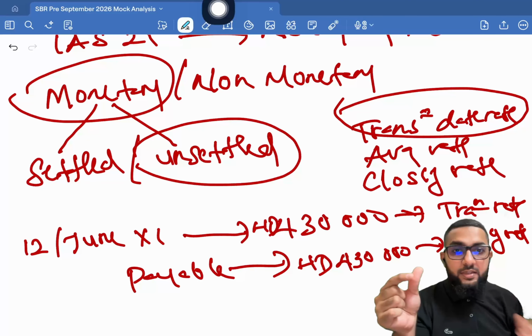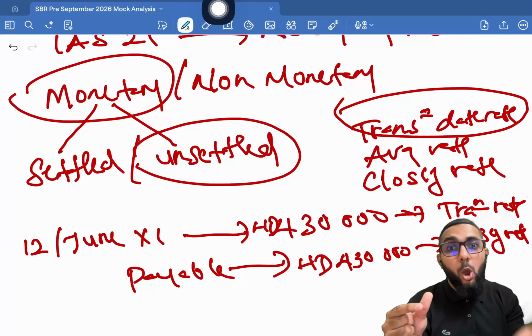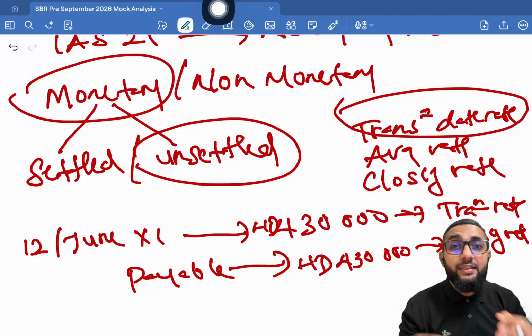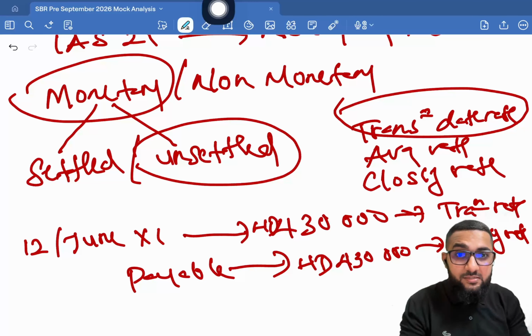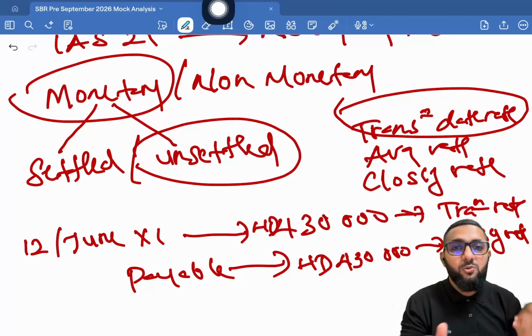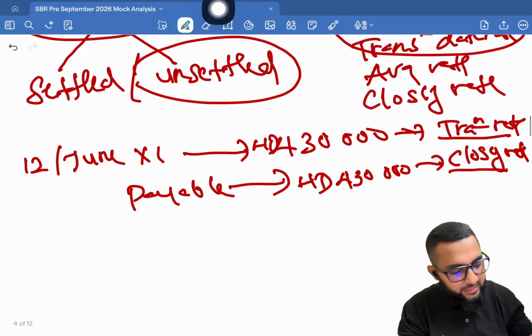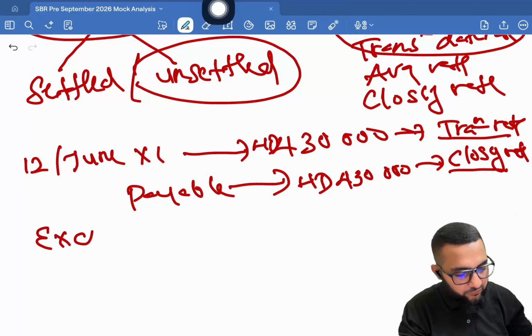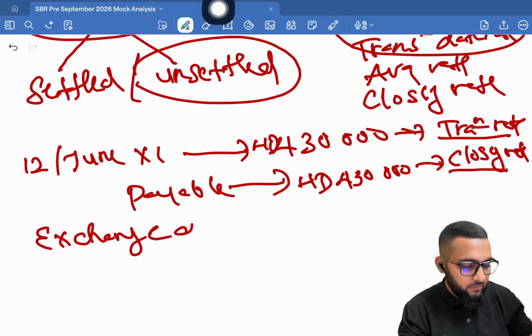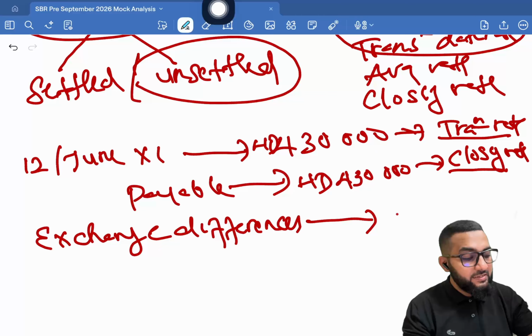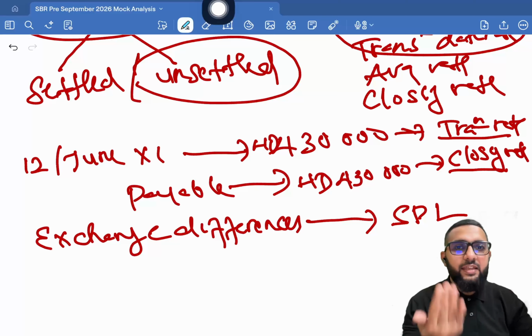So first you recognize it at the spot rate on the transaction date. Second, you are going to retranslate the unsettled monetary liability, which is the payable, at the closing rate. And because there is a difference between the two, it will give rise to exchange differences. Now, this exchange difference will be recognized in the statement of profit or loss, not OCI, rather profit or loss.